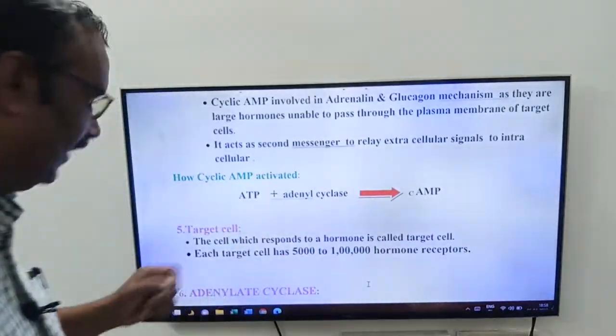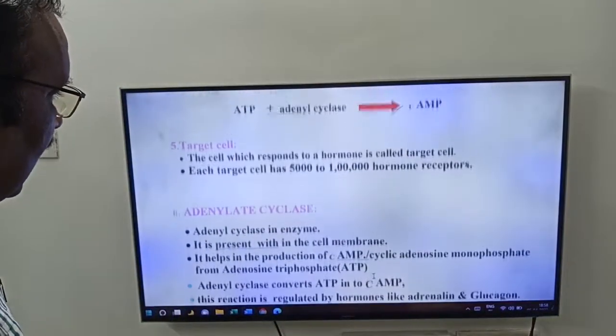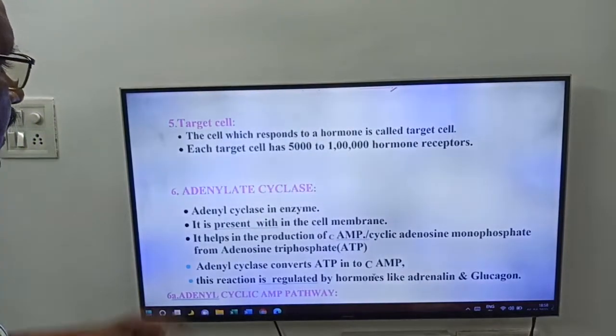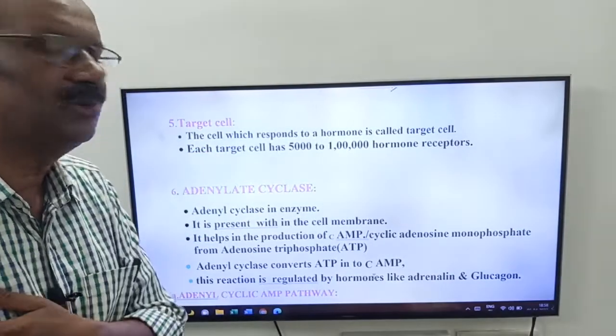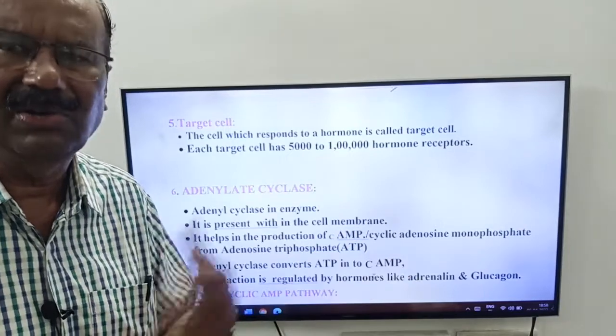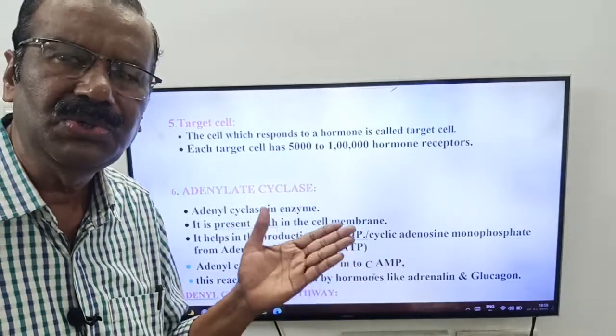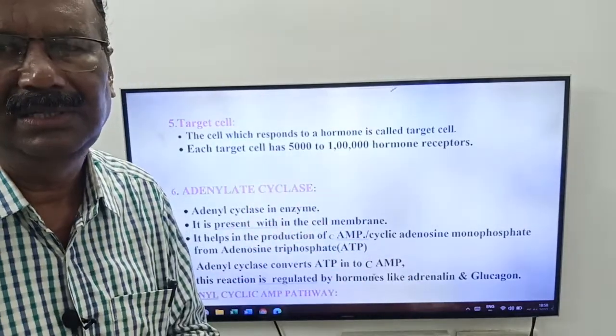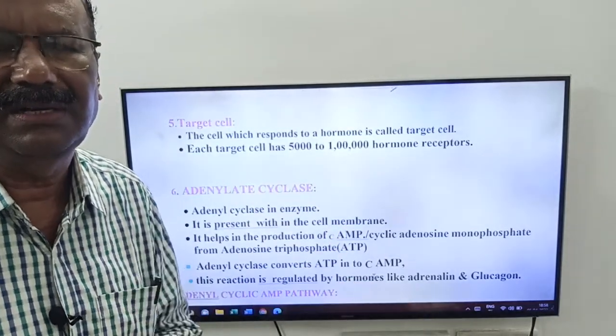Okay, friends? See, friends, now come to the next one, target cell. The cell which responds to a hormone is called target cell. You know, friends, target organ, target cell. Hormone shows its action on the target organ. The cells of the target organ are called as what, friends?